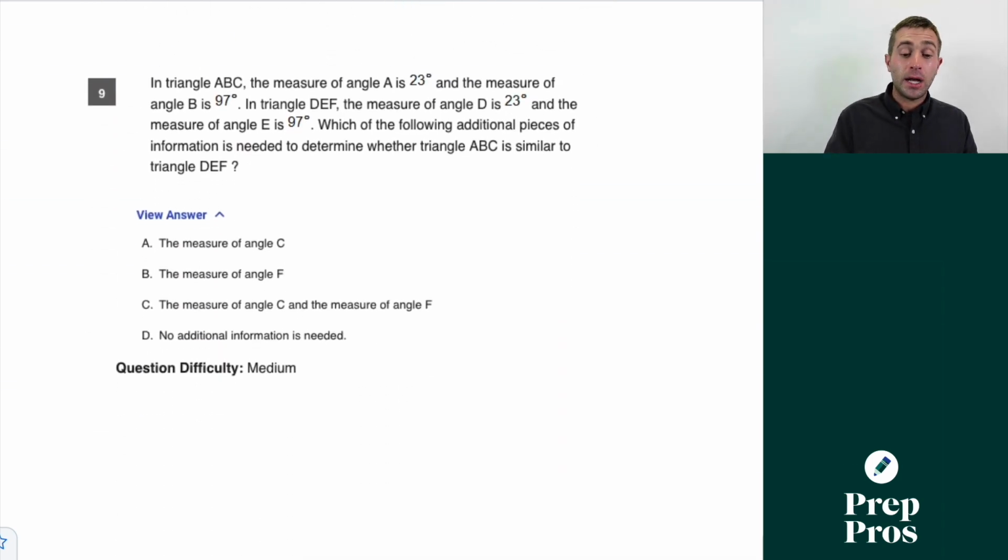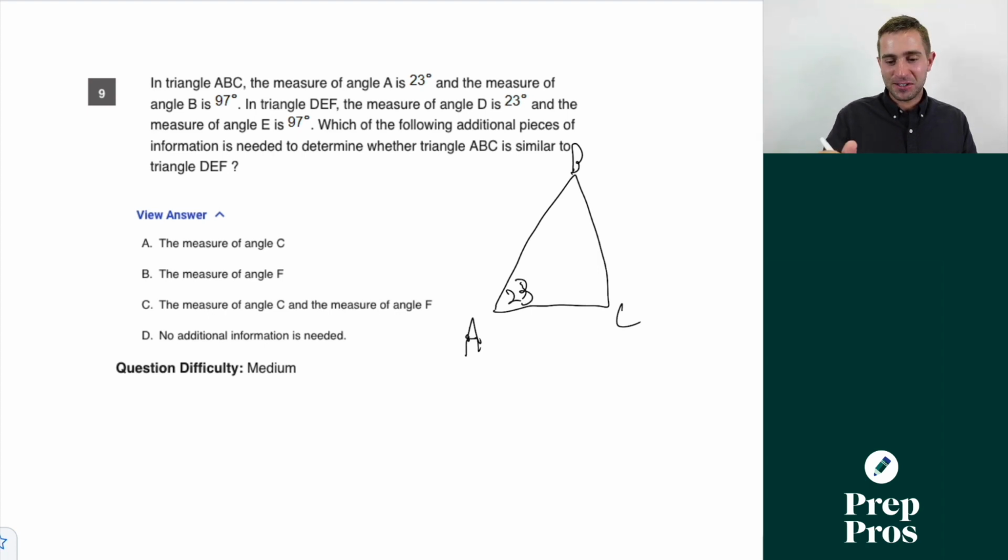Question 9. In triangle ABC, the measure of angle A... it's always helpful to draw something out for a question like this. So we could say we have A, B, C. The measure of A is 23 degrees. B is 97 degrees.